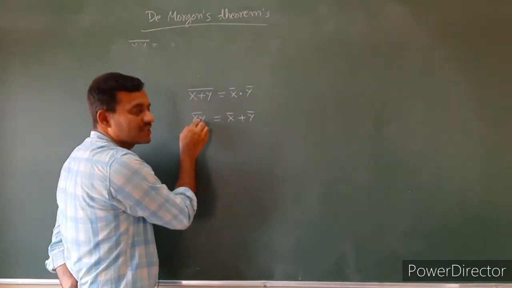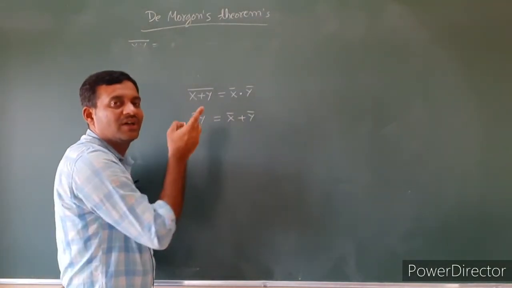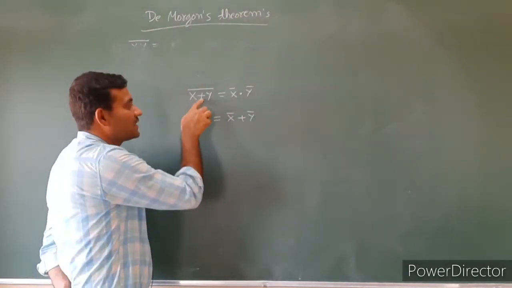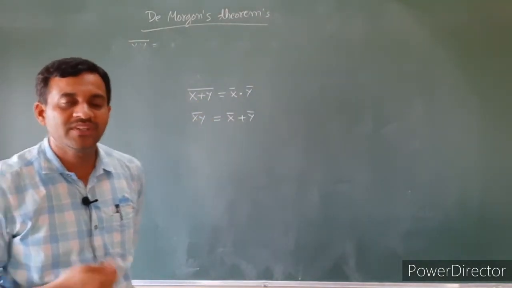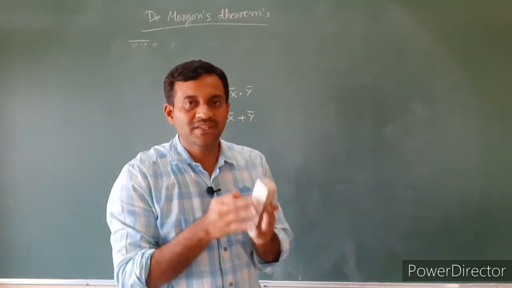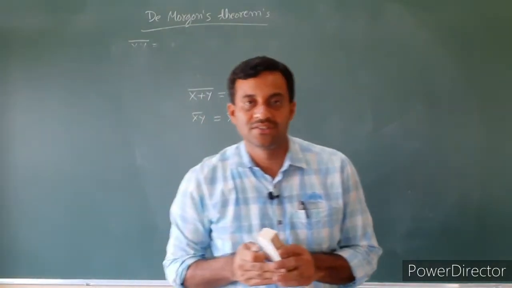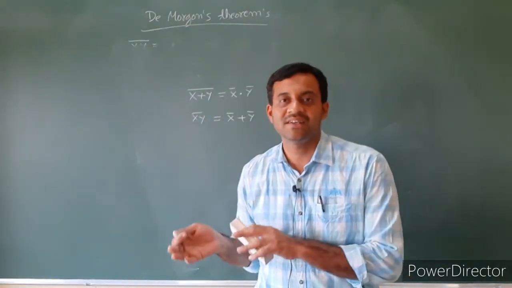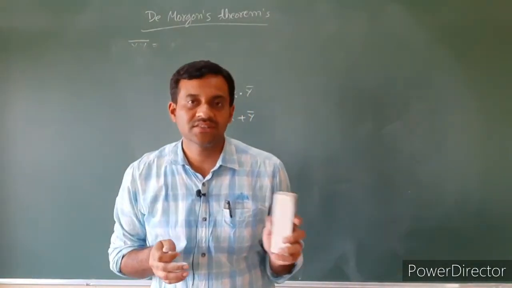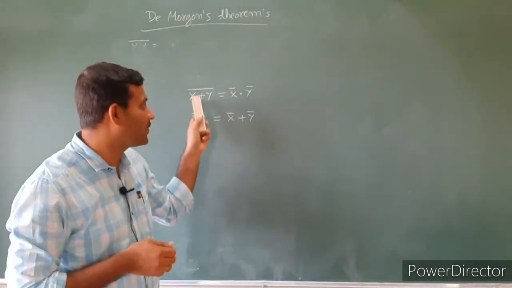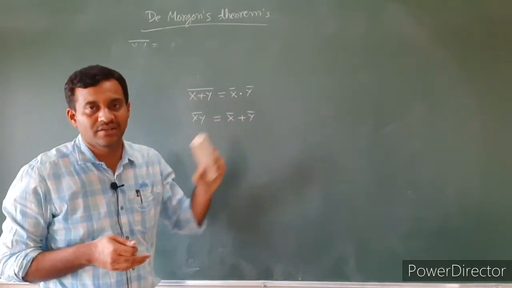See here, there is a multiplication. The multiplication operation becomes an addition operation. Here there is an addition operation, it becomes a multiplication operation. Simply we say: split the bar, change the sign. So that is the basic principle of De Morgan's theorem. Just split the bar, change the sign.